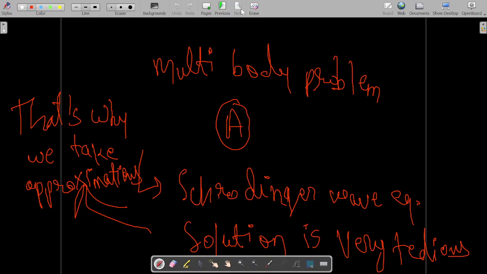So we will keep the class this much only. Thank you very much. This was the introduction of the nuclear shell model. In the upcoming classes we are going to learn about the nuclear shell model in much more detail.